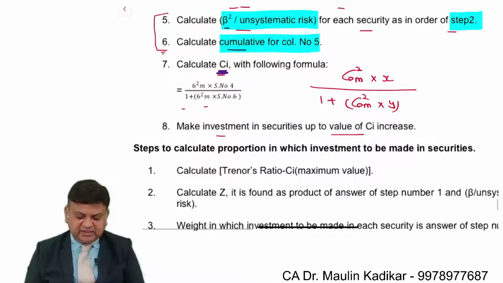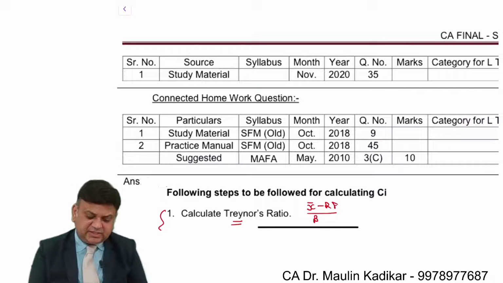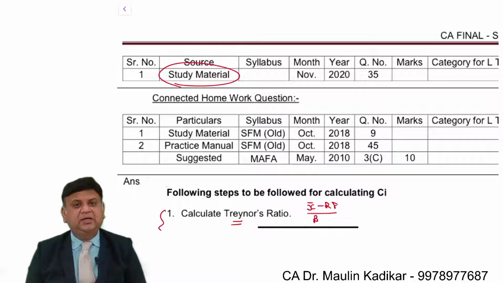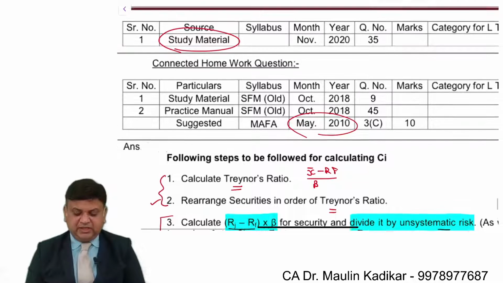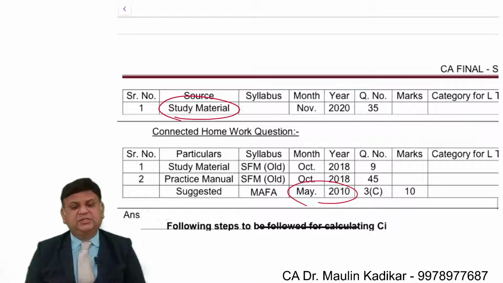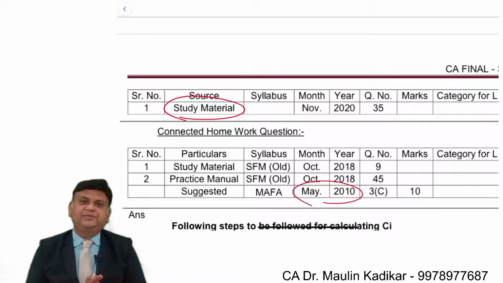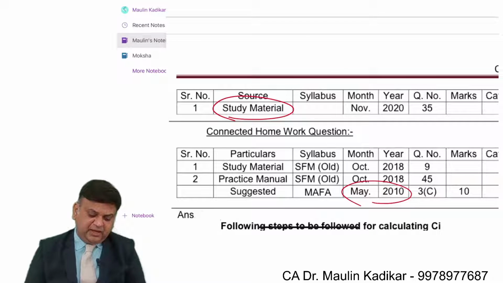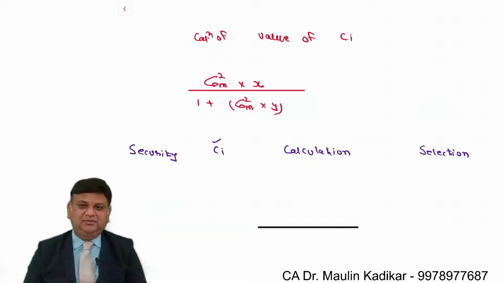Friends, of course you can understand that the chances of asking this type of question are very less in examination. Still, the institute has kept this kind of question in its material, even recent material, and it was asked way back in May 2010, only once. But the chances of asking this kind of question are very less, and we have to only perform the calculations. We don't have to understand the derivation of the formula, because deep mathematics is applied for making this calculation. I want you to make the calculation of the Ci value for each of the securities.